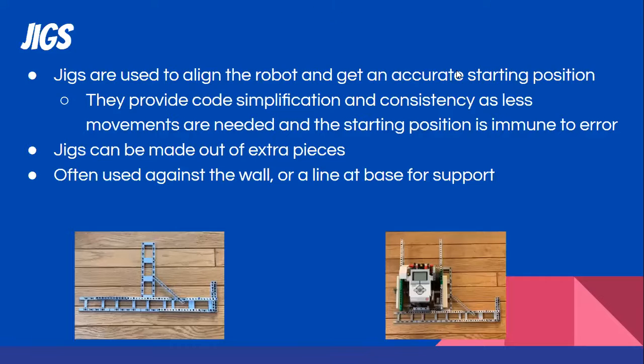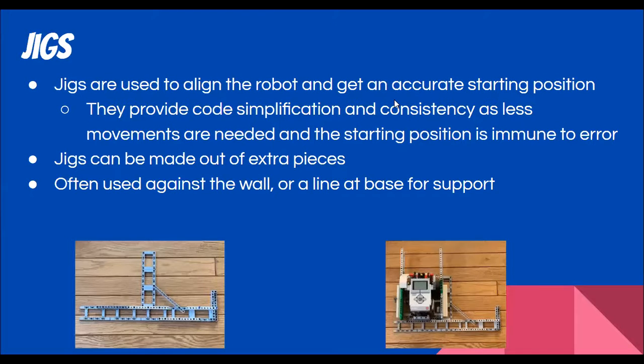Jigs. Jigs are used to align the robot and get an accurate starting position. They provide code simplification and consistency as fewer movements are needed and the starting position is immune to error. Jigs can be made out of extra pieces. They are often against the wall or aligned at base for support. Jigs can only be in the base area because if they are on the mat, you will get a penalty. You can see how the robot aligns with the jig in the picture below. Note that jigs aren't attachments as they do not complete missions, they just help with starting position.